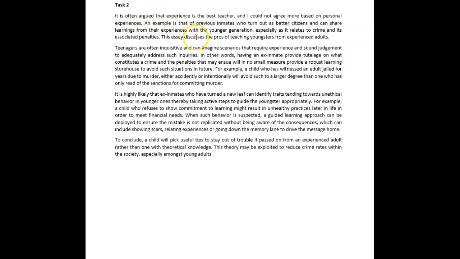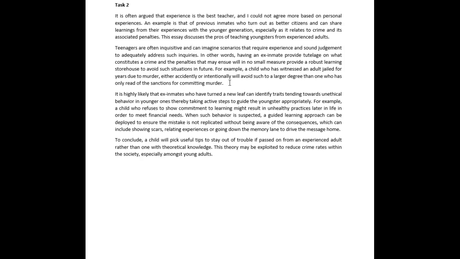All right, so that's one thing. And then, like I said, some of this just felt a little awkward to me. So let's continue, moving to the next paragraph. "Teenagers are often inquisitive and can imagine scenarios that require experience and sound judgment to adequately address such inquiries." Which inquiries? I don't understand that. "In other words, having an ex-inmate provide tutelage on what constitutes a crime and the penalties that may ensue will in no small measure provide a robust learning storehouse to avoid such situations in future. For example, a child who has witnessed an adult jailed for years due to murder, either accidentally or intentionally, will avoid such to a larger degree than one who has only read of the sanctions for committing murder."